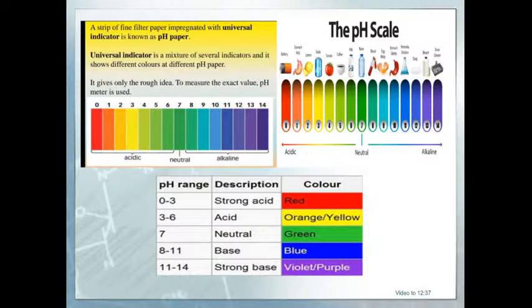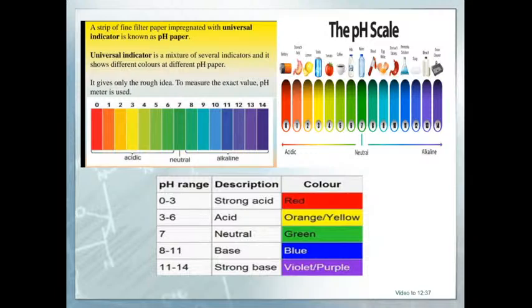solution. So generally in the lab, pH paper is kept. It is very easy to test with the help of pH paper. Understood, class? So what is pH paper actually? It is a strip of fine filter paper impregnated with the universal indicator. It means there is a mixture of different indicators, and they are treated with the fine filter paper.